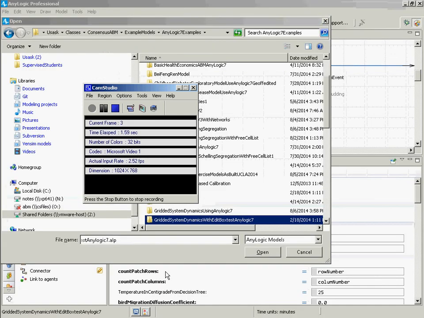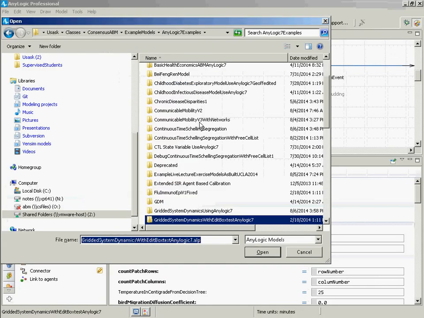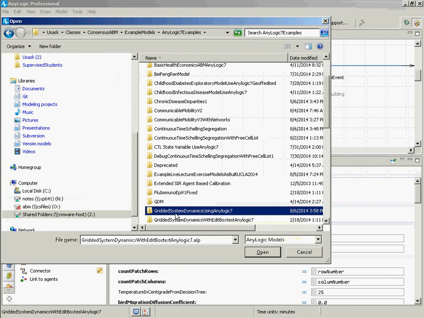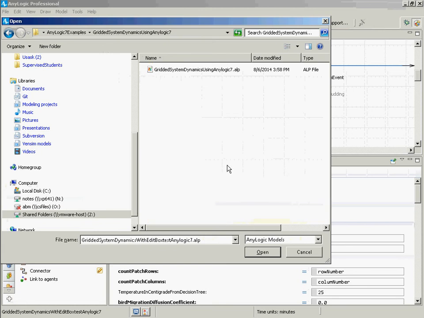We'll go and take a look at some hybrid models. So can you folks tell me, do you see a model called gridded system dynamics using AnyLogic 7? Yeah? Okay, I'd like you to open that one up.